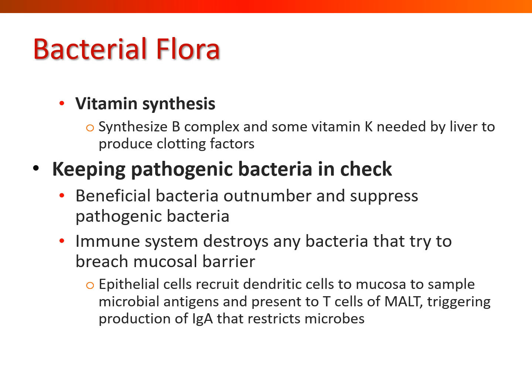The other thing that can happen with the large intestine bacteria is that they can keep pathogenic bacteria in check. So often what we see, because we have so many bacteria in the large intestine, is that the beneficial bacteria can outnumber and even suppress pathogenic bacteria. The immune system is going to be destroying any bacteria that may try to breach the mucosal barrier. So we've got some immune function just by a numbers game based upon healthy bacteria, and also some lymphoid tissue that is going to be found in the submucosal layer of the large intestine.